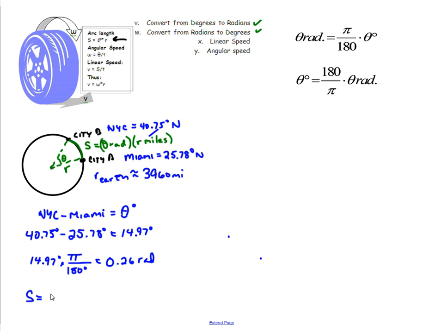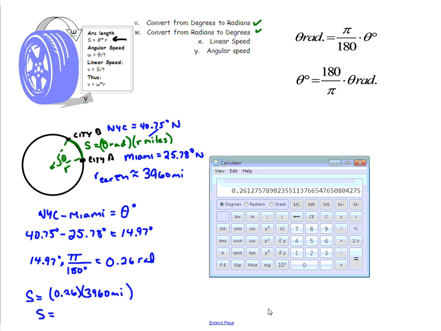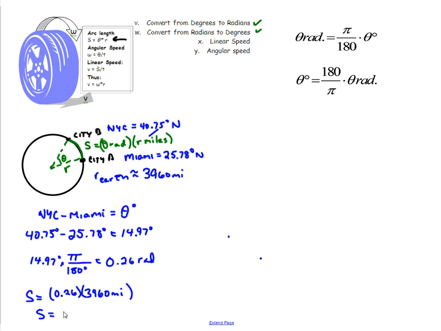Going in a direct north and south line, we would be multiplying 0.26 radians times 3,960 miles. And we're going to find our distance to be equal to 0.26 times 3,960, which gives us 1,034.65, so approximately 1,034 miles, rounded to the nearest whole mile.